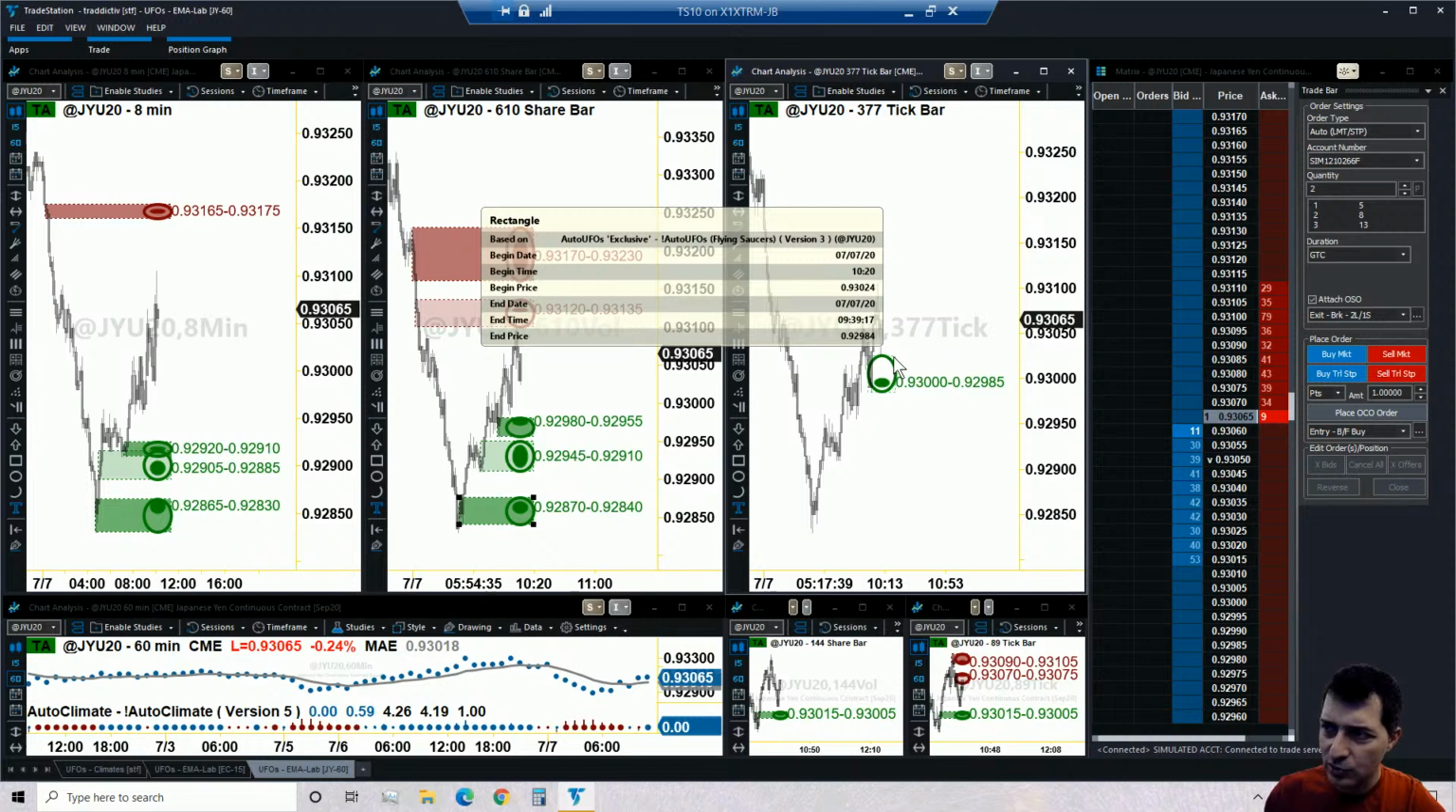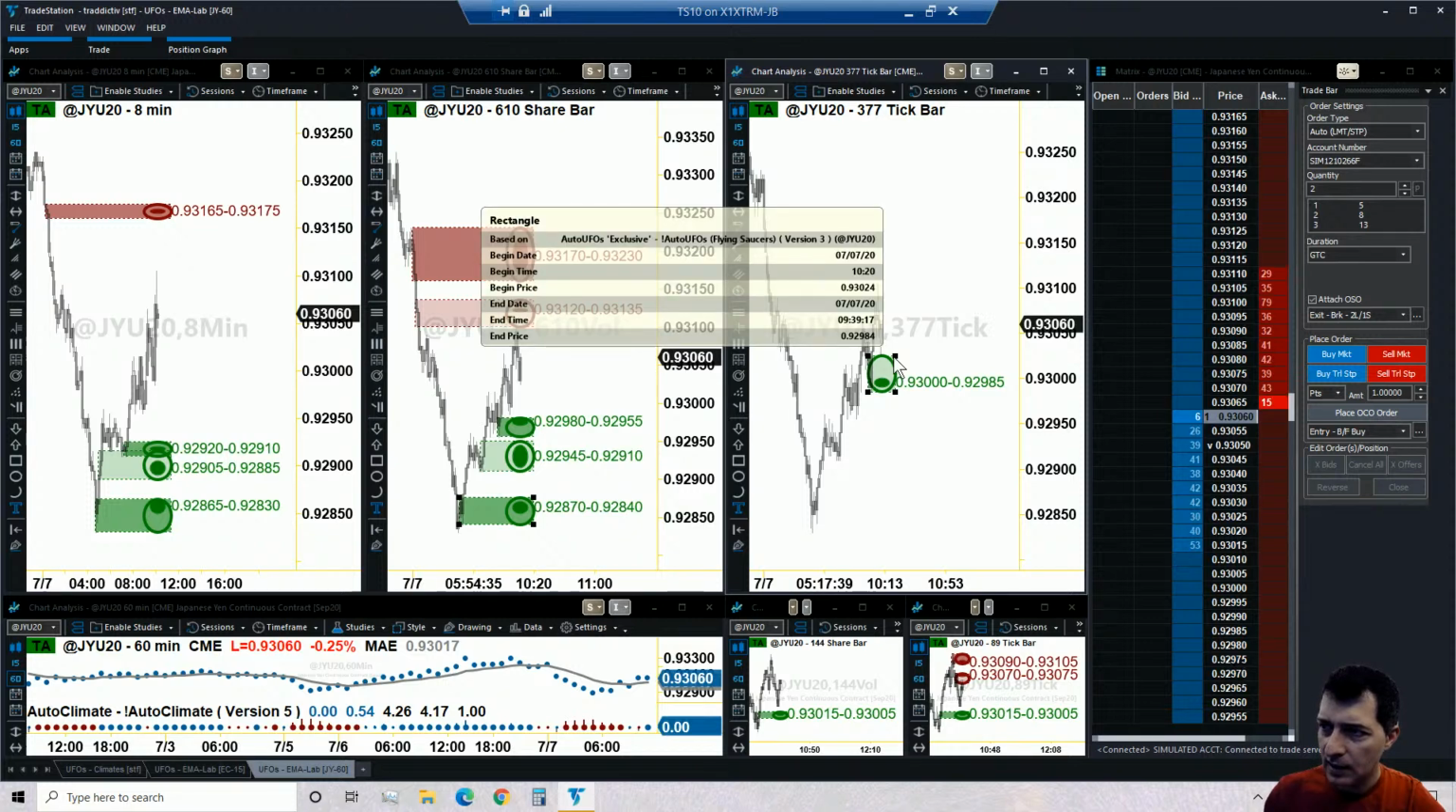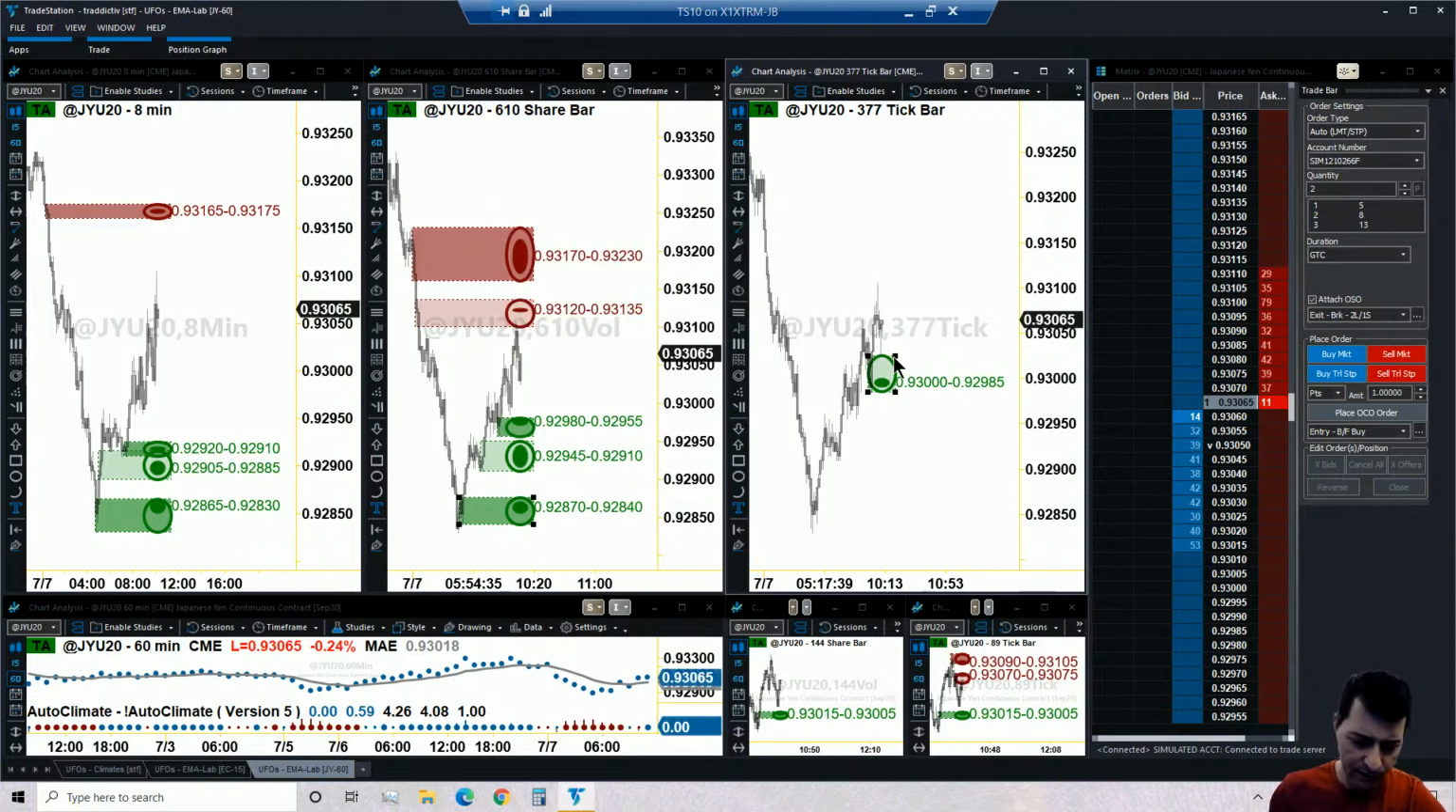That's 92, 93.024. Okay, 93.02. Not sure why it shows us 4. It should be 5. 93.025. Probably I moved the box. So 0.93025, that's the entry. 0.9288, that's my stop. Good, so let's look for a target.